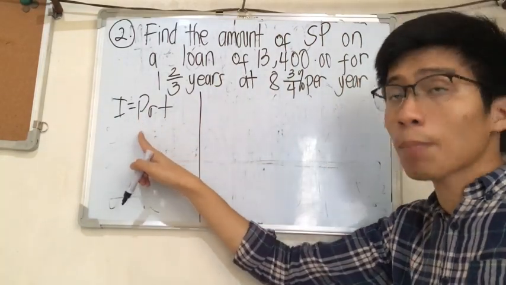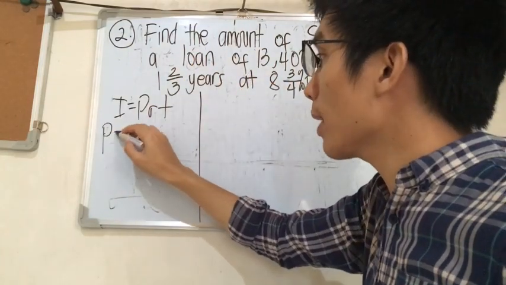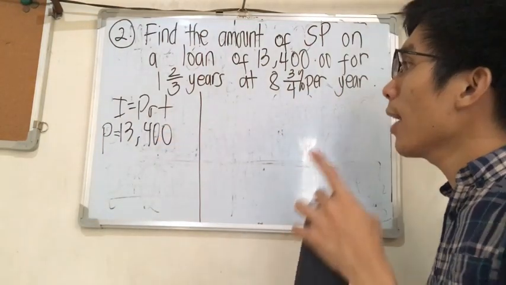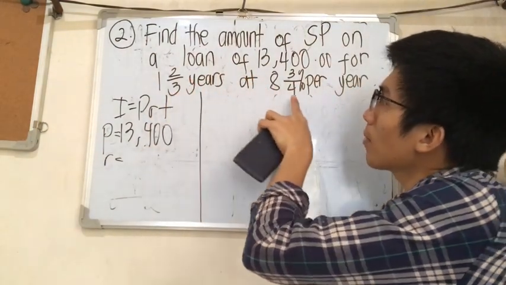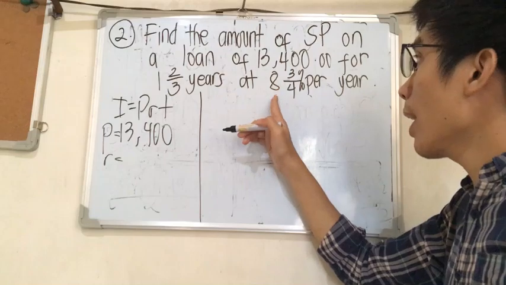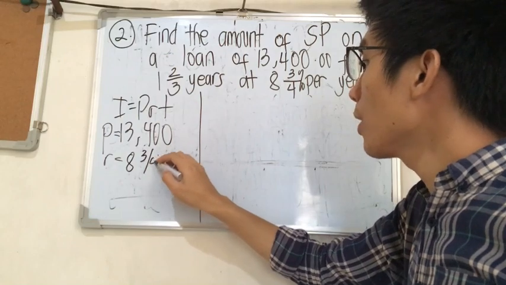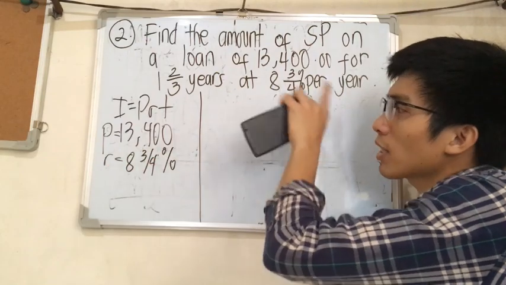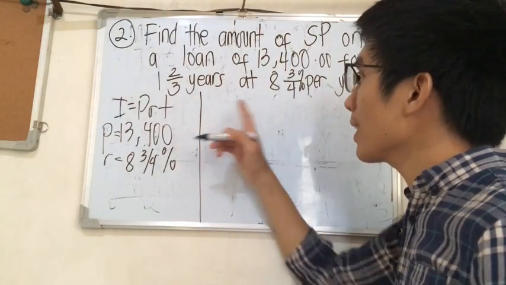Do we have the P, or the principal amount? Yes, that is the loan, which is worth 13,400. So automatically, my P here is 13,400. Okay, and let's try to find my R, or the rate, which in the problem is the one with a percentage sign. So that is 8 3/4%. That is my rate. Again, in identifying the rate, just find the number which has a percentage sign. Okay, so that is my rate.